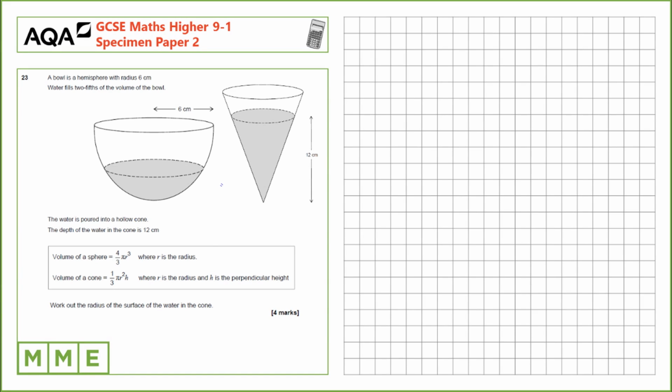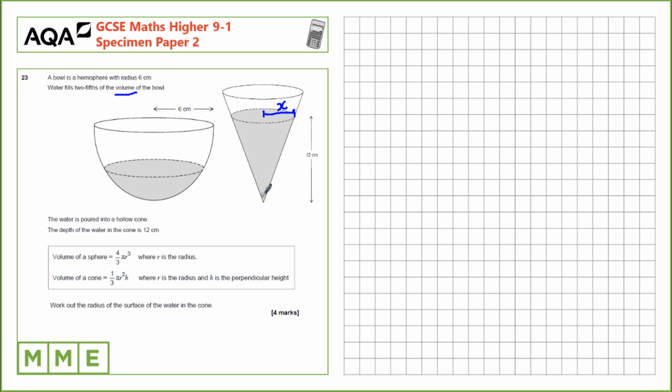Question 23. A bowl is a hemisphere with radius 6 centimeters. Water fills 2/5 of the volume of the bowl. The water is poured into a hollow cone. The depth of the water in the cone is 12 centimeters. Work out the radius of the surface of the water in the cone. So we need to figure out this length here, and we'll call that x.